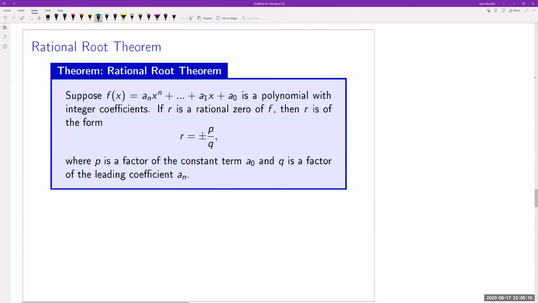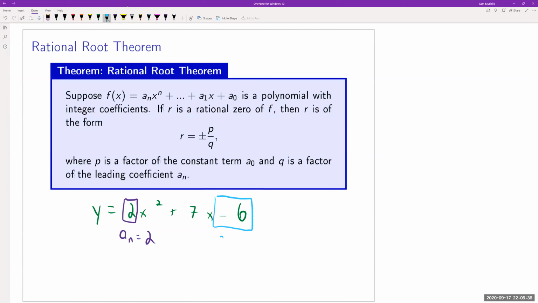What do I mean by this? Well, let's take a look at an example. Let's say I said y is equal to 2x squared plus 7x minus 6. This right here is my a_n. And this is my a_0. What we want to focus on is the factors of these.